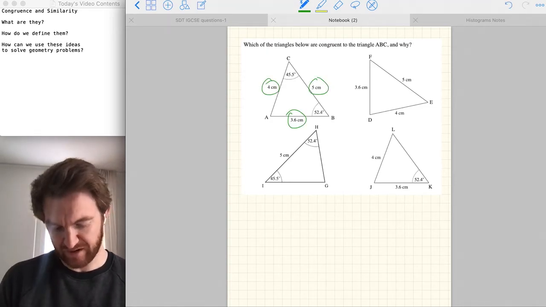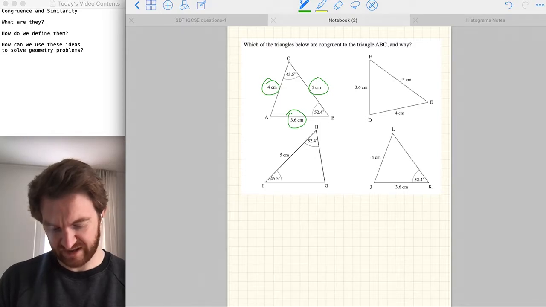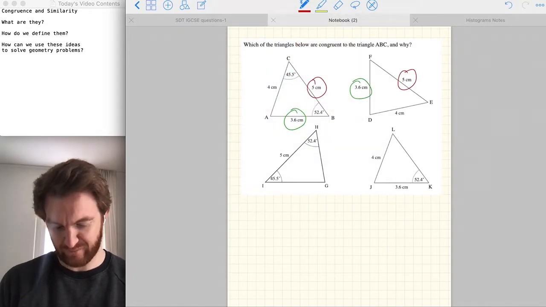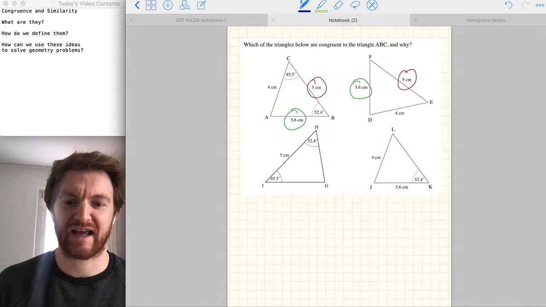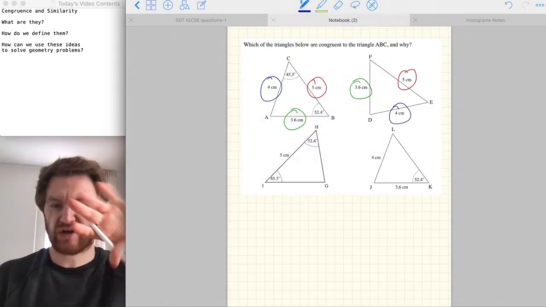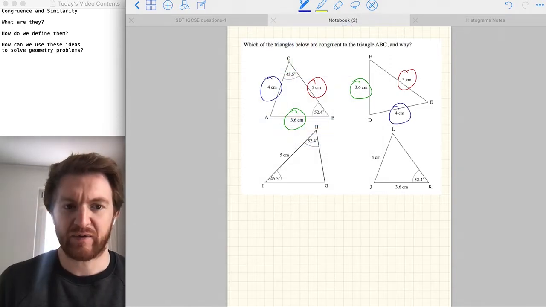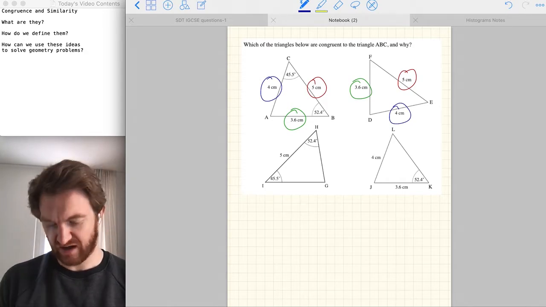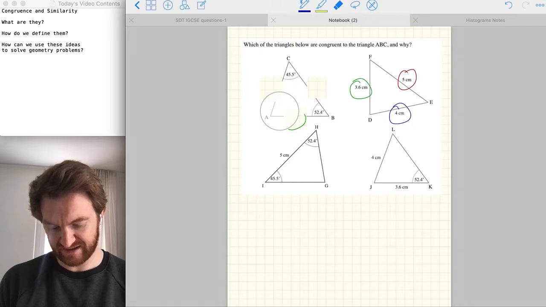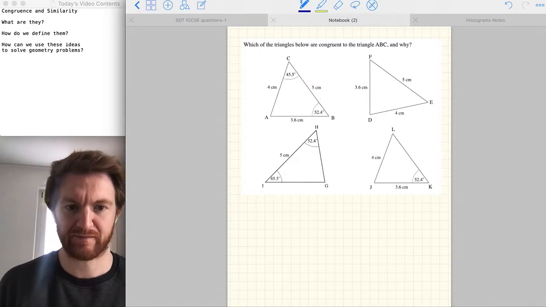And if we look at the next shape, okay, we've got a 3.6 and a 3.6. We've got a 5 and a 5. And we've got a 4 and a 4. So even though they're not in the same order, the shape's twisted round a little bit, we can say that those two shapes are congruent because they have the same sides and thus the same angles. So this one is congruent.